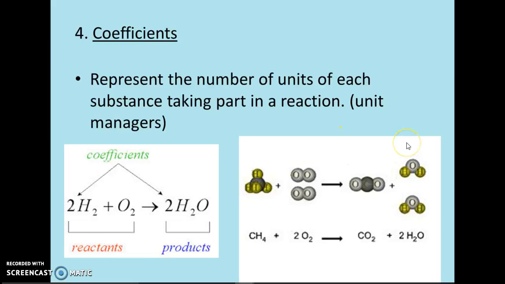So that's it, just a little intro so that you can recognize some chemical equations in your lab. All right, good luck.